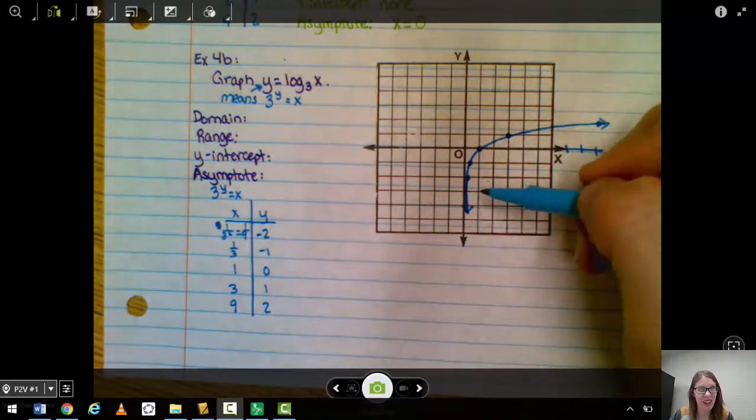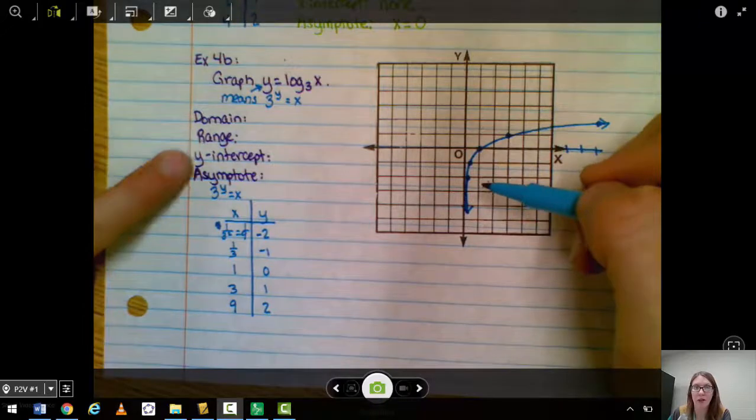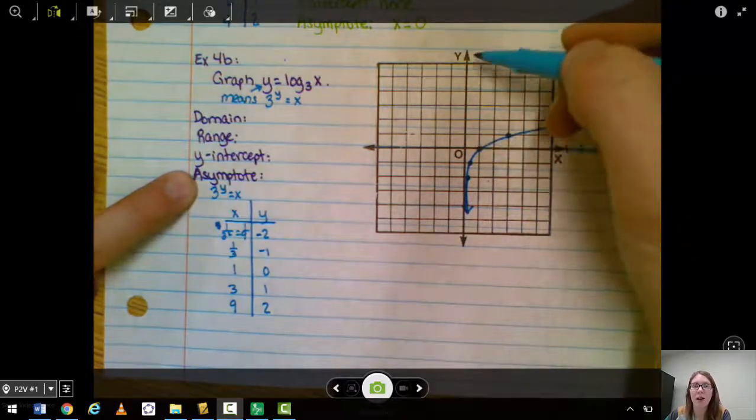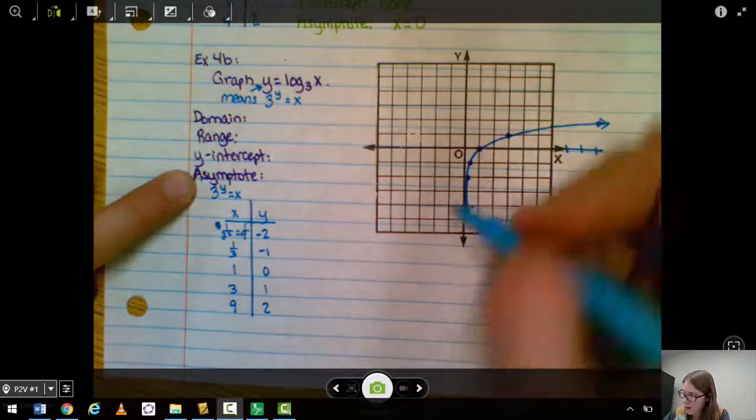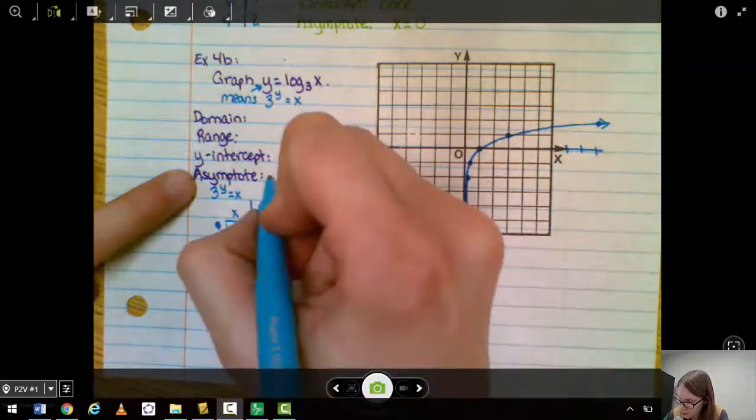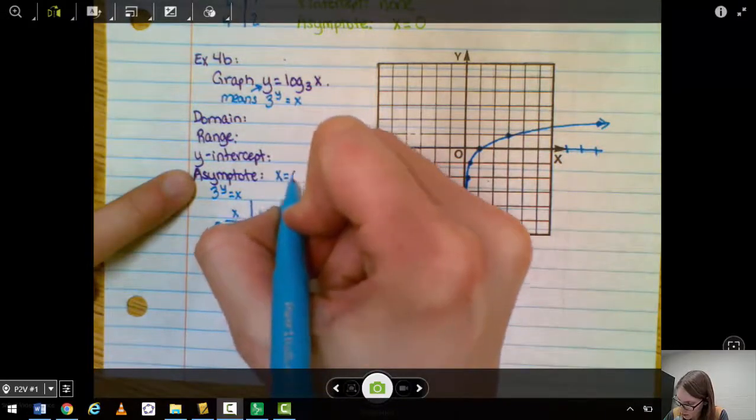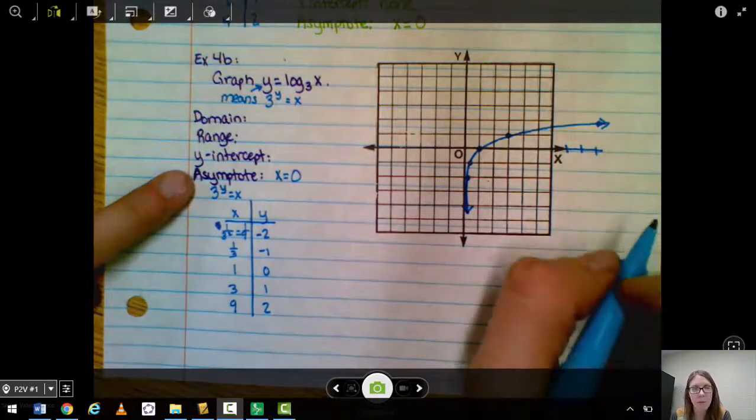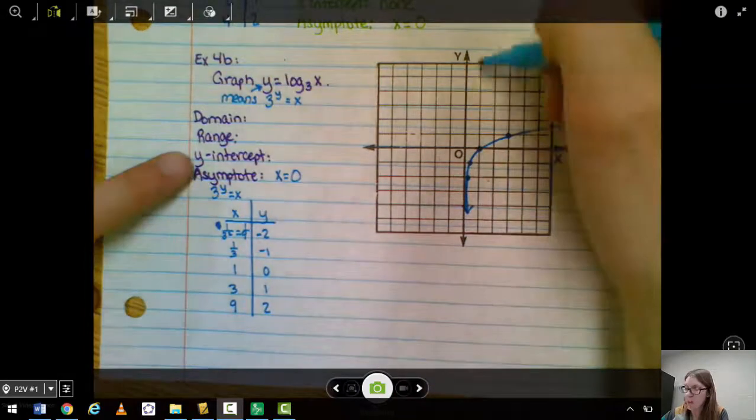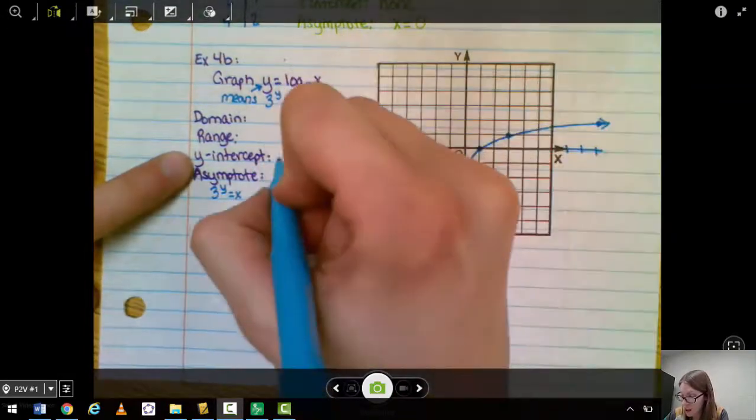So let's start there when we're trying to figure out our domain, range, y-intercept, and asymptote. Our asymptote's right here, through the origin, the vertical line. So we write that equation as x equals 0. Because we have the asymptote here, there is no y-intercept.